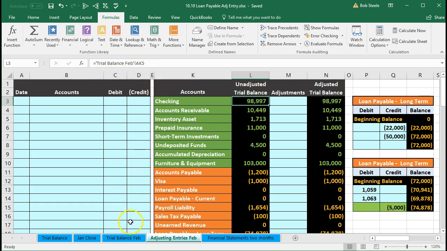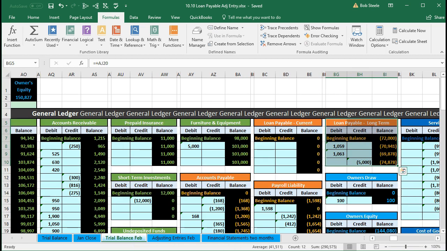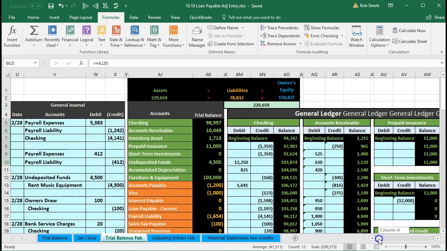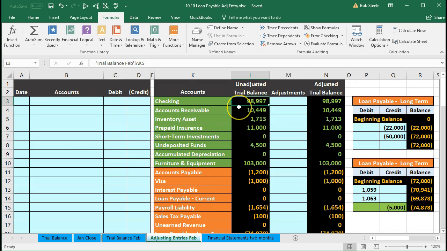I'm going to go to that tab. That's going to be this tab here, and scroll all the way to the left, and there it is there, AK5. So we're just drawing over the ending balance numbers that we ended up with as of the end of the month into our adjusting entries worksheet. I'm going back to the adjusting entries worksheet, and here we have this.